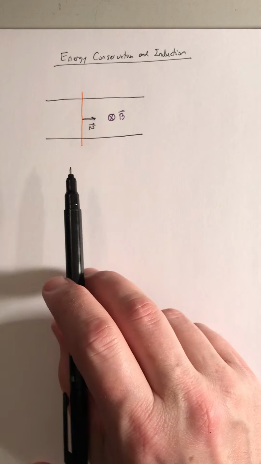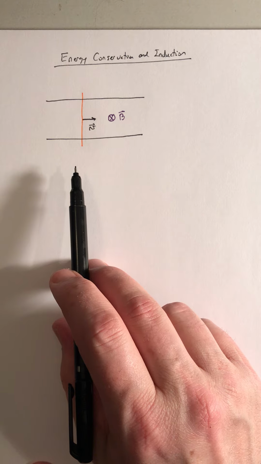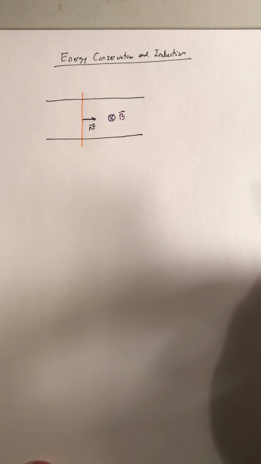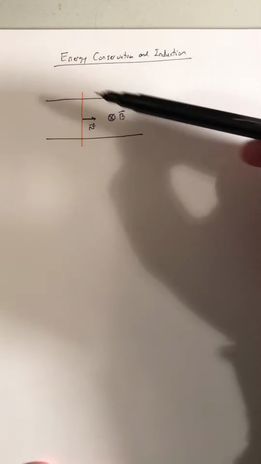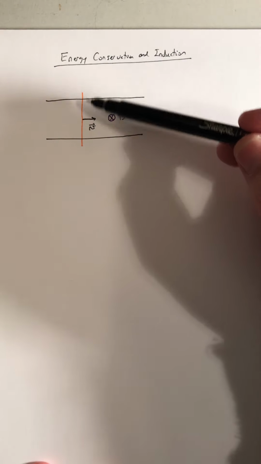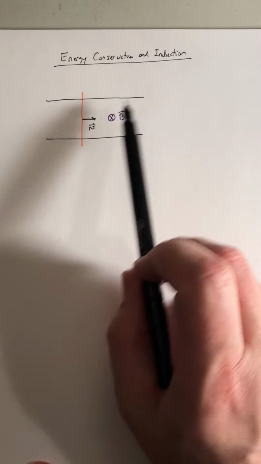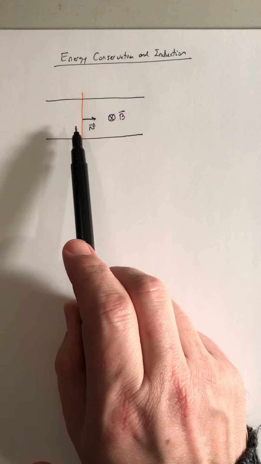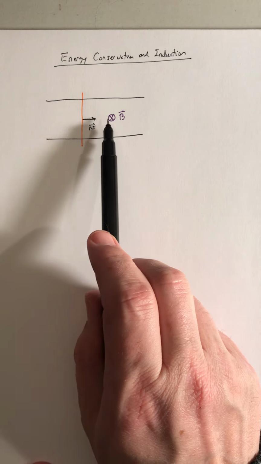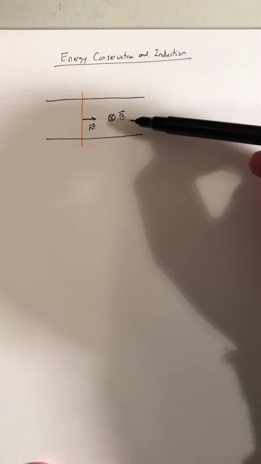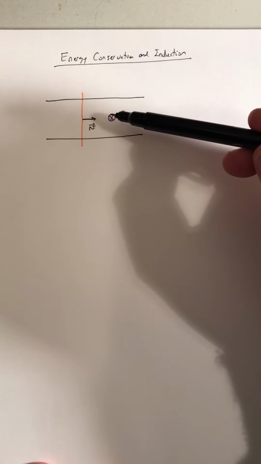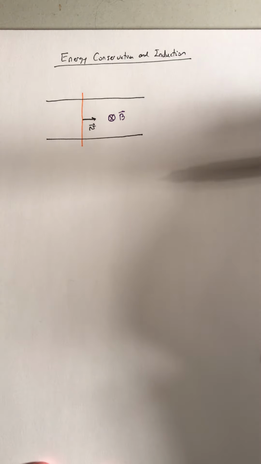This is an example of electromagnetic induction that helps us illustrate conservation of energy. The scenario we're considering is that I have a conductor attached to two conducting rails, and the conductor is going to slide to the right at a constant velocity. It's in a region where there's a uniform magnetic field directed into the plane of the page.